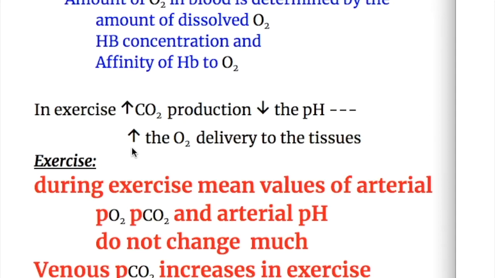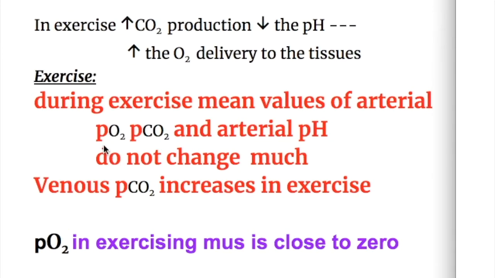What factor determines the oxygen amount in the blood? The amount of oxygen in the blood is determined by the amount of oxygen dissolved, hemoglobin concentration, and affinity of hemoglobin to oxygen. What happens in exercise? In exercise, increased carbon dioxide production decreases the pH, so it increases the delivery of oxygen to the tissues, moving the curve to the right.